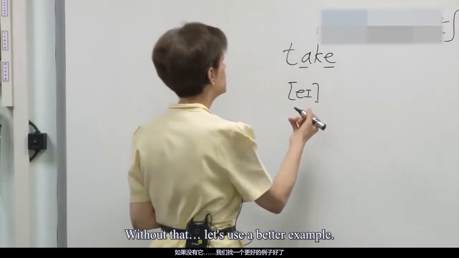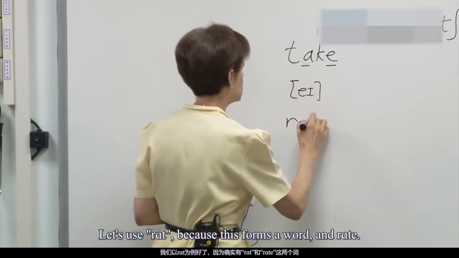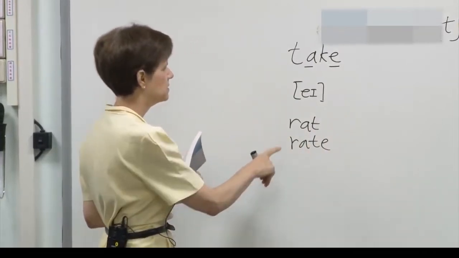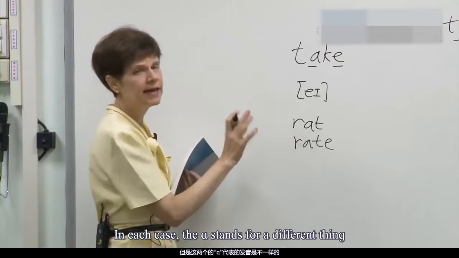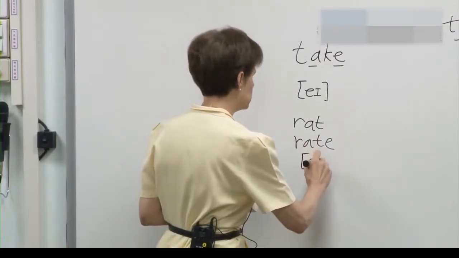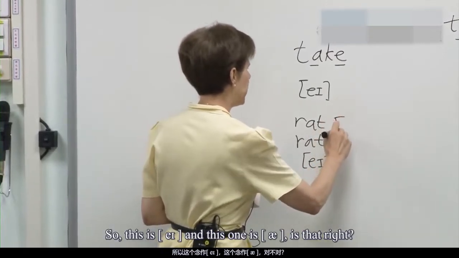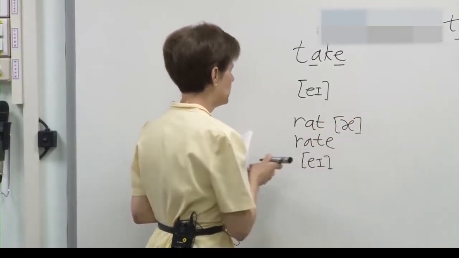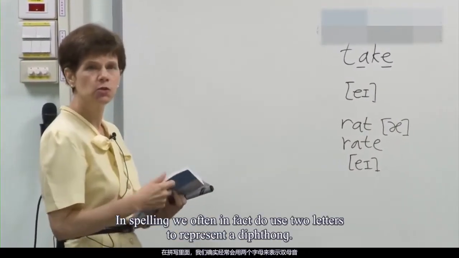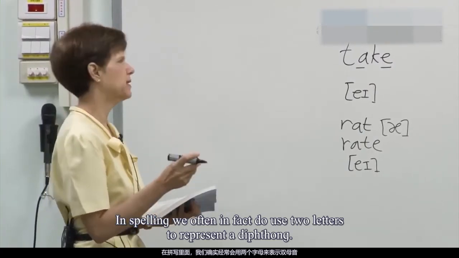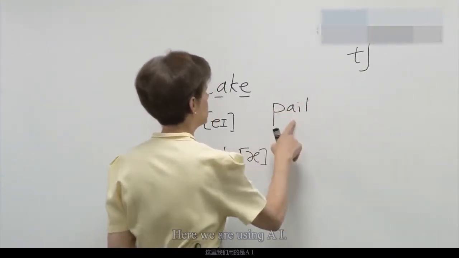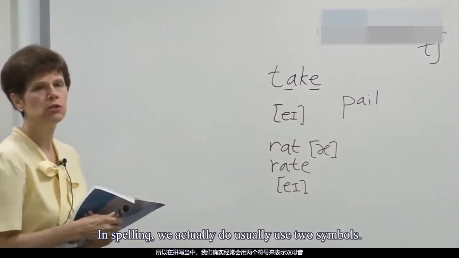Without that, let's use a better example. Let's use rat, because this forms a word, and rate. In both cases, in each case, the A stands for a different thing. But in this case, we know that it's A because of the E at the end. So this is A, and this one is A. Is that right? Okay. So that's just talking about spelling. In spelling, we often, in fact, do use two letters to represent a diphthong. Or, for example, pale. Here we're using AI. In spelling, we actually do usually use two symbols.